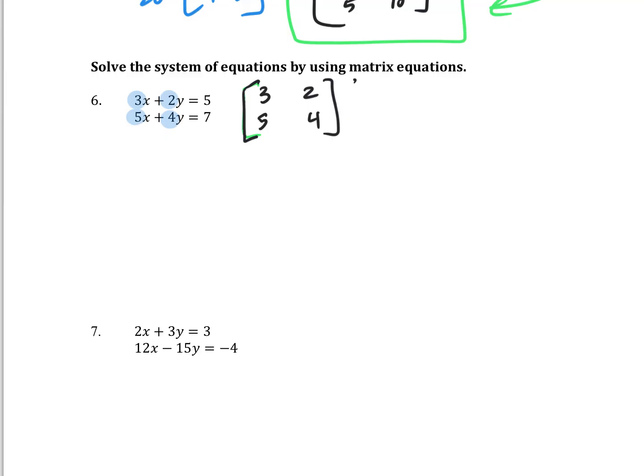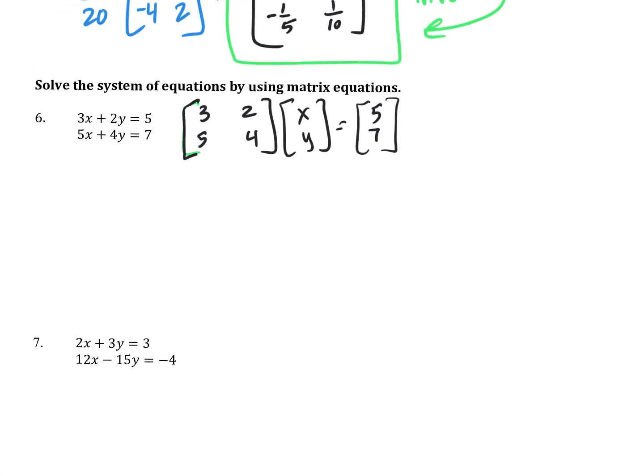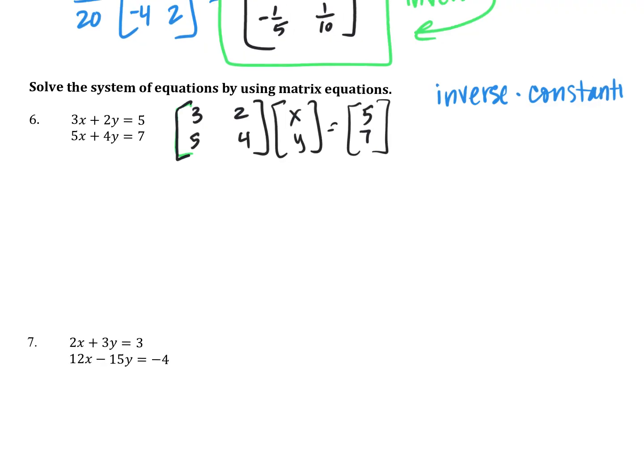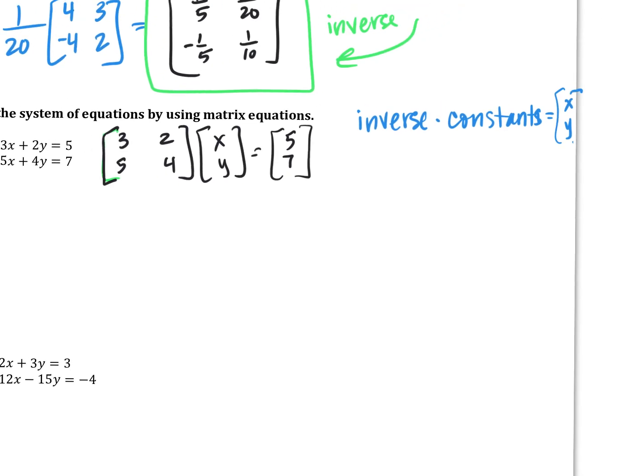And then you're going to say times x, y equals those constants, 5, 7. And all I've done here, you guys, is I've just rewritten my system as a matrix. That's all I've done. And now I'm going to show us how we solve that system. In order to solve it, we need to take the inverse times the constants. And that's going to get us our solution. That's going to get us our x, y. And what we're looking for is a solution in x, comma, y.